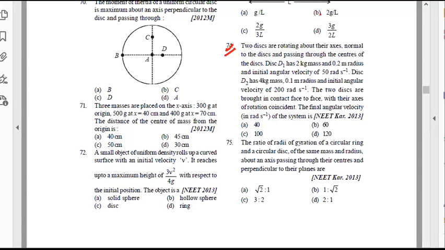Yes, yes, conservation of momentum. Yes, very good, Harsha. The answer is C. Yes, the answer is C.